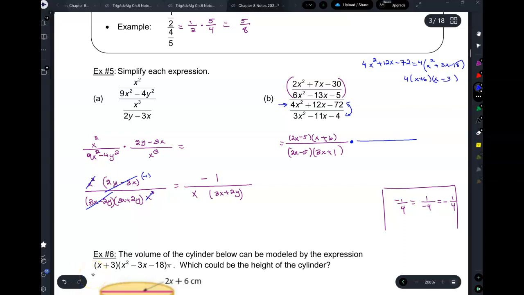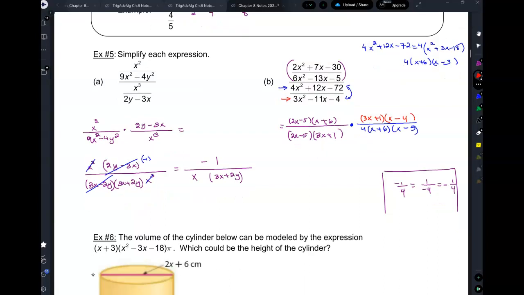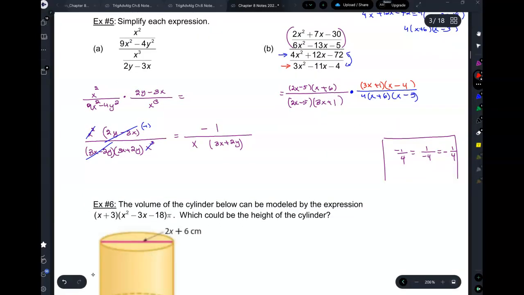Okay, so that was this, right? Where is it going to go over here? Top or bottom? Bottom. So 4, x plus 6, x minus 3. Okay. This one, when I factor it, I'm going to get 3x and x plus 1 minus 4. Okay? So let's do this and then we'll talk about the factoring again.